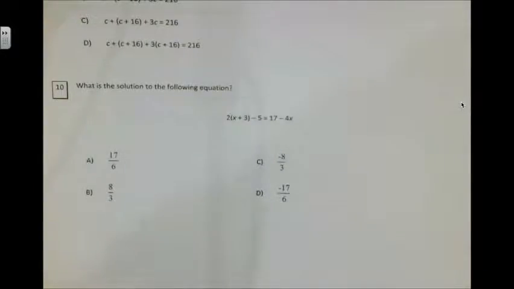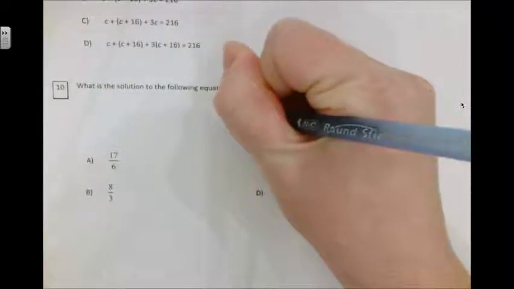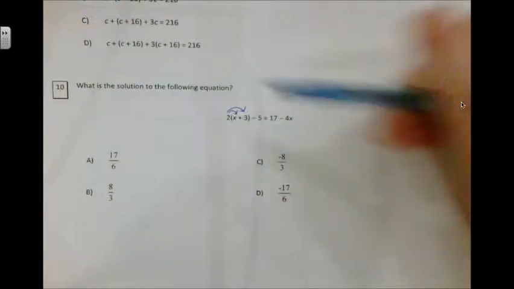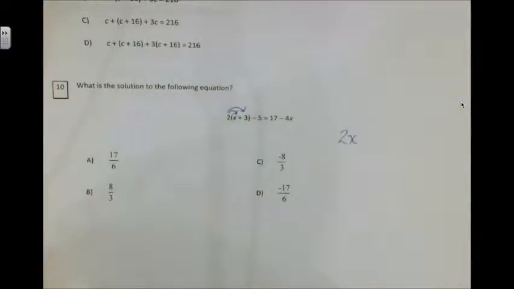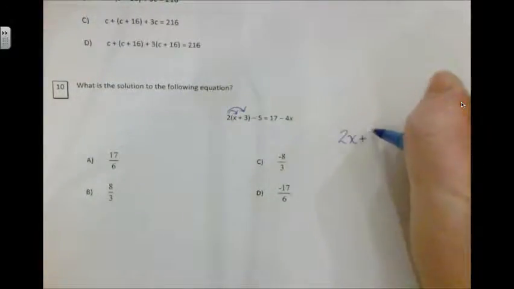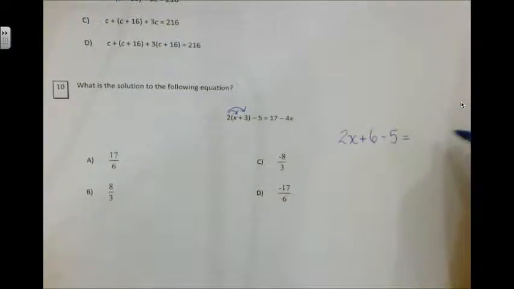I'm going to do my work on the side here so that I have enough space, but the first thing I'm doing is distributive property. So I'm distributing the 2 inside. So I do 2 times x is 2x. 2 times 3 is 6, so plus 6. And then I keep my minus 5 equals, now I'm just rewriting everything, 17 minus 4x.